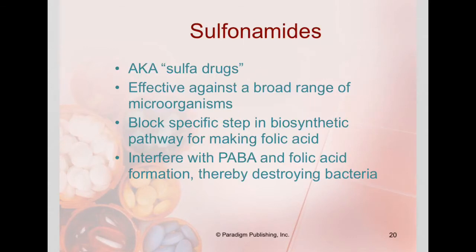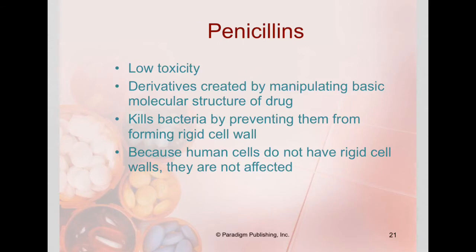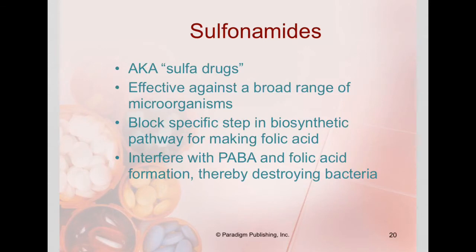Our first class we're going to go over are the sulfonamides. These are also known as the sulfa drugs. They're effective against a lot of different microorganisms. They block specific steps in the biosynthetic pathway for making folic acid, like I said, which prohibits it from making DNA. It interferes with the PABA and folic acid formation, thereby destroying the bacteria.